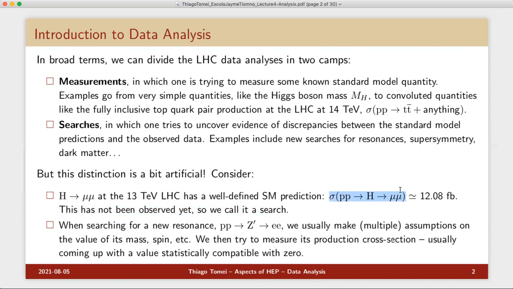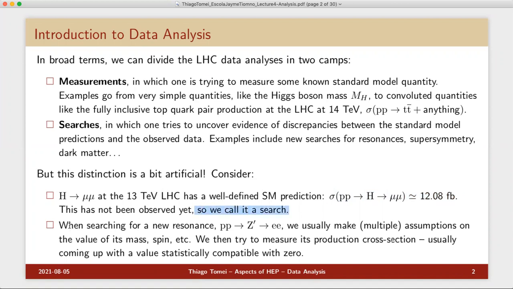Oh, Thiago, but that means it doesn't exist. No, it means that we put an upper limit on it. Oh, it has to be smaller than such a number. And the theoretical prediction, this 12 femtobarn, is smaller than this upper limit on the cross section. So we call it a search.